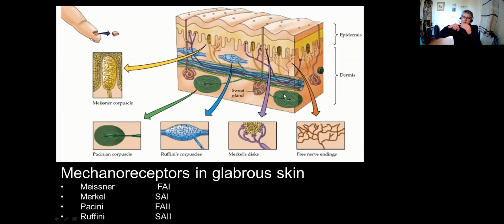So the skin is a layered structure, and some of the receptors are deep within the skin and others are right on the surface, and that's important. We'll come back to these free nerve endings, maybe later.